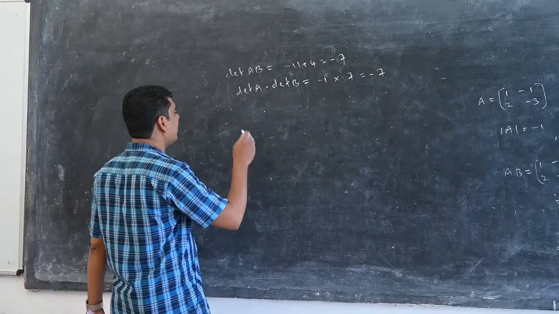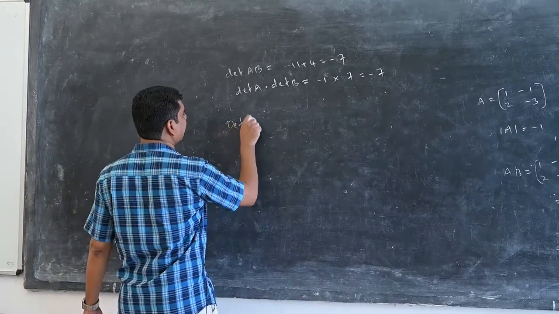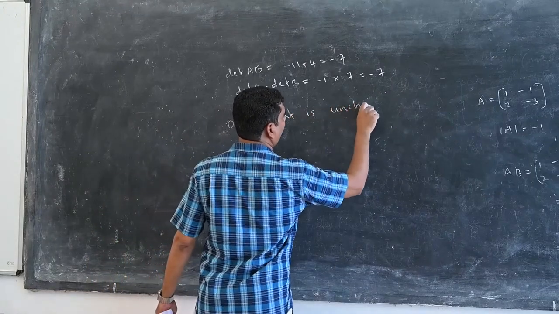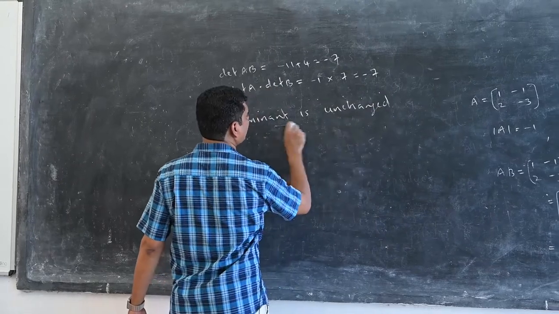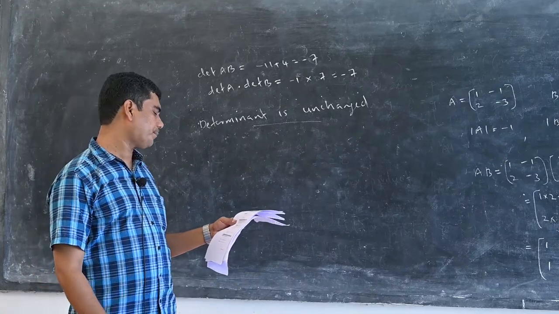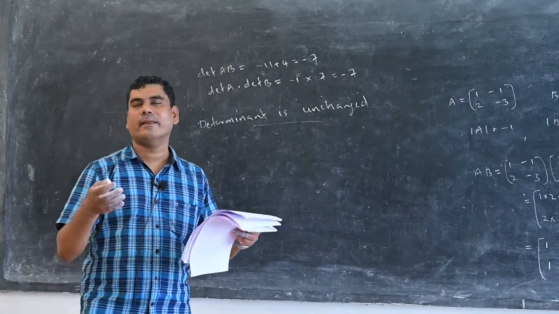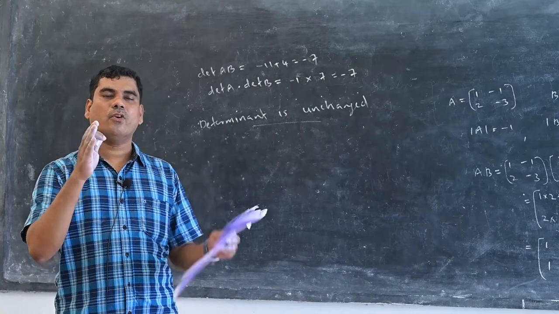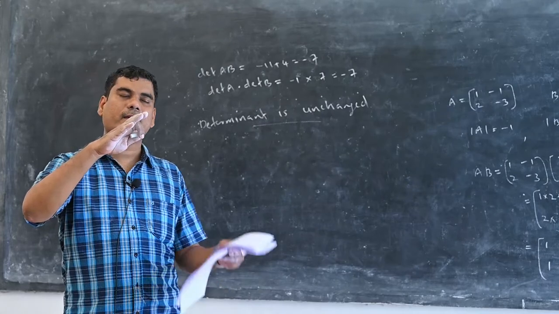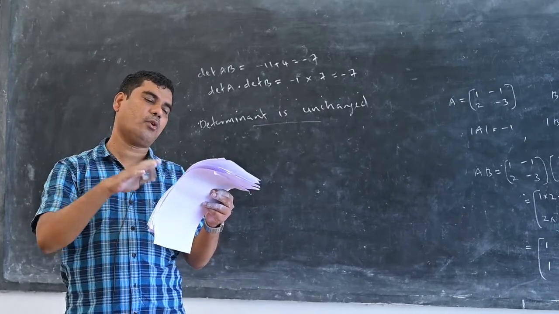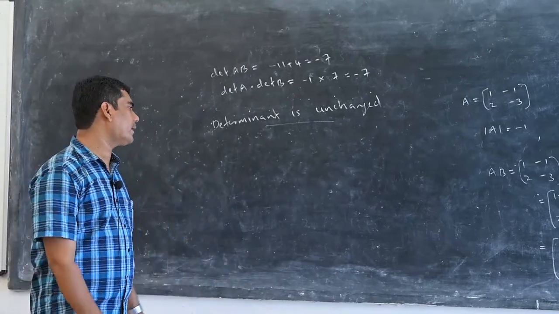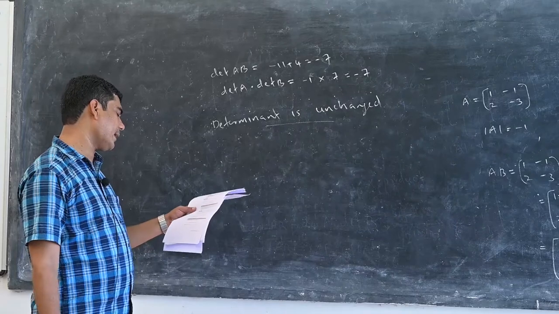Another property of determinant: if we add a multiple of a row of a matrix to another row, then the determinant remains unchanged.